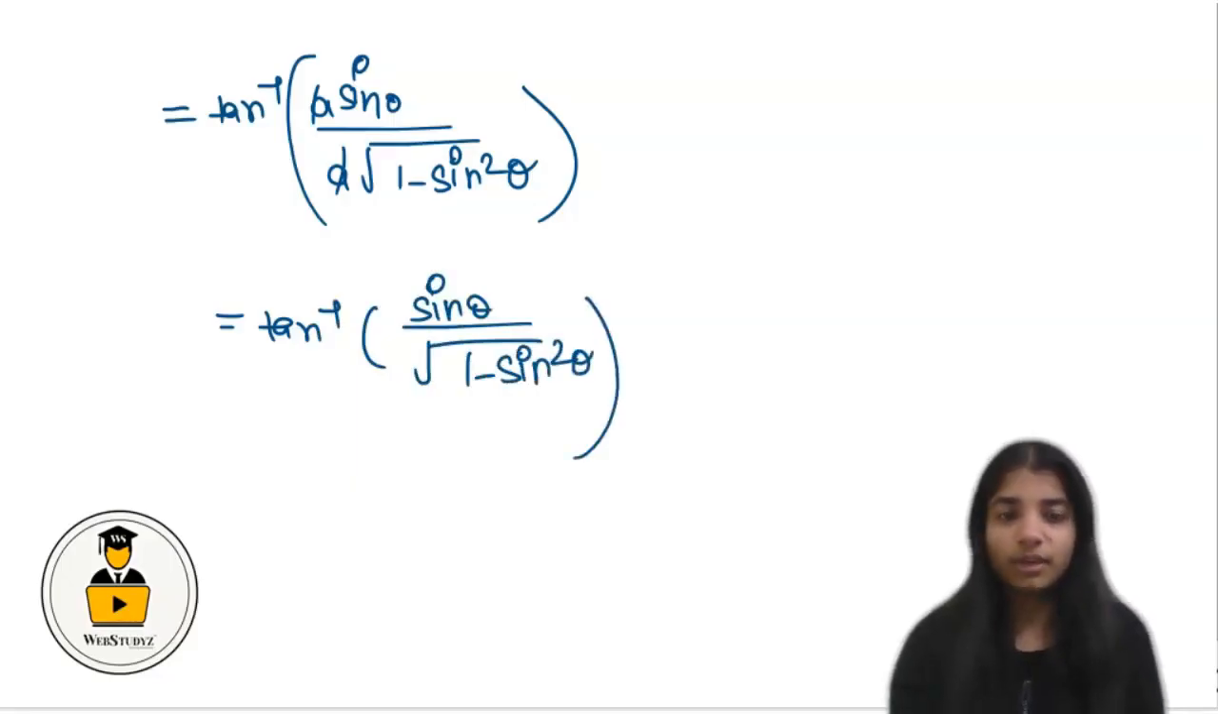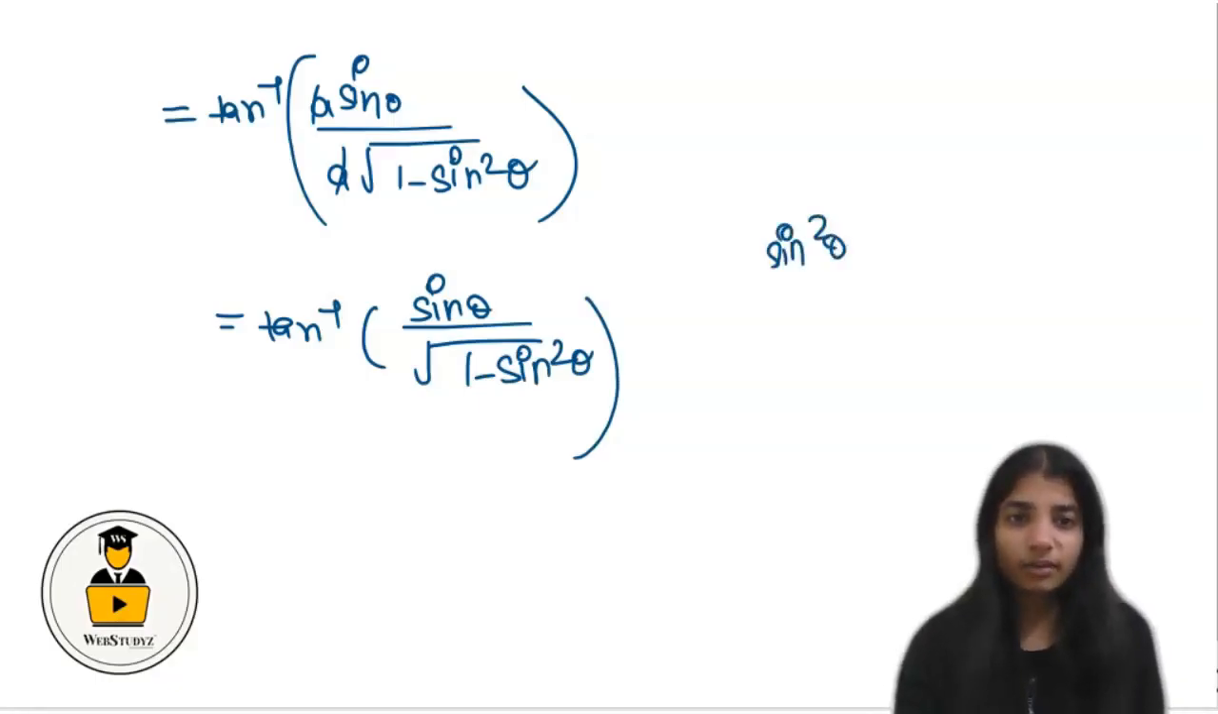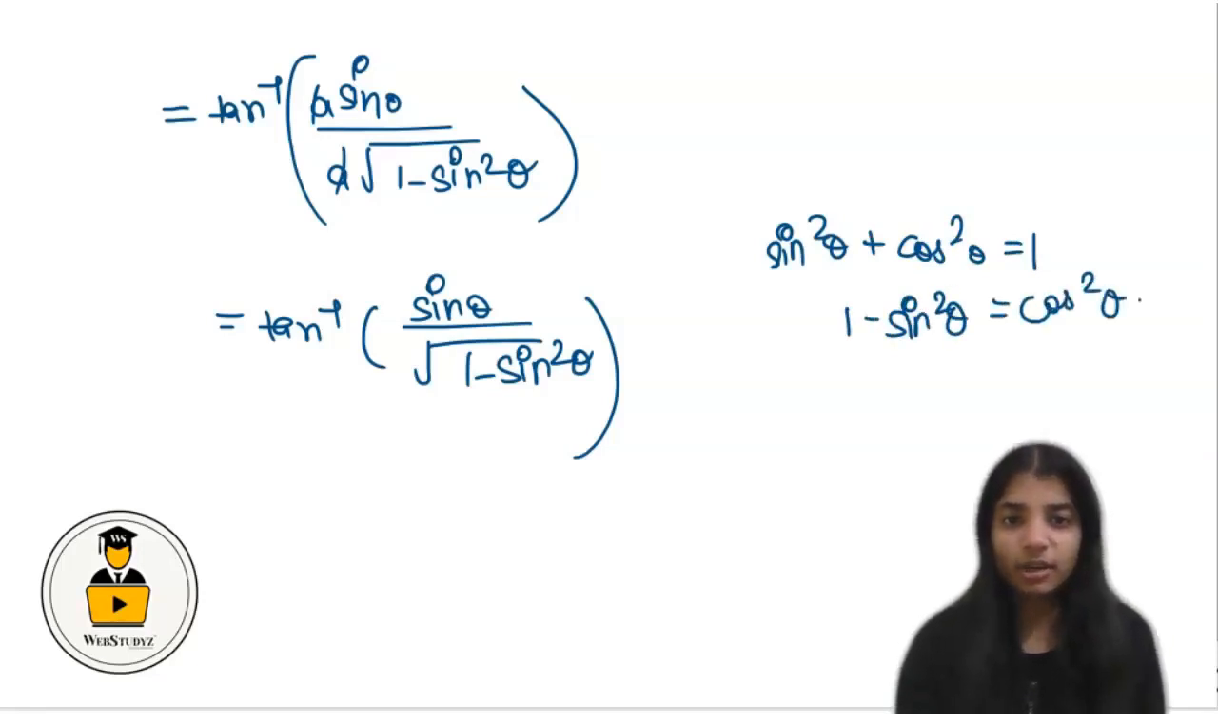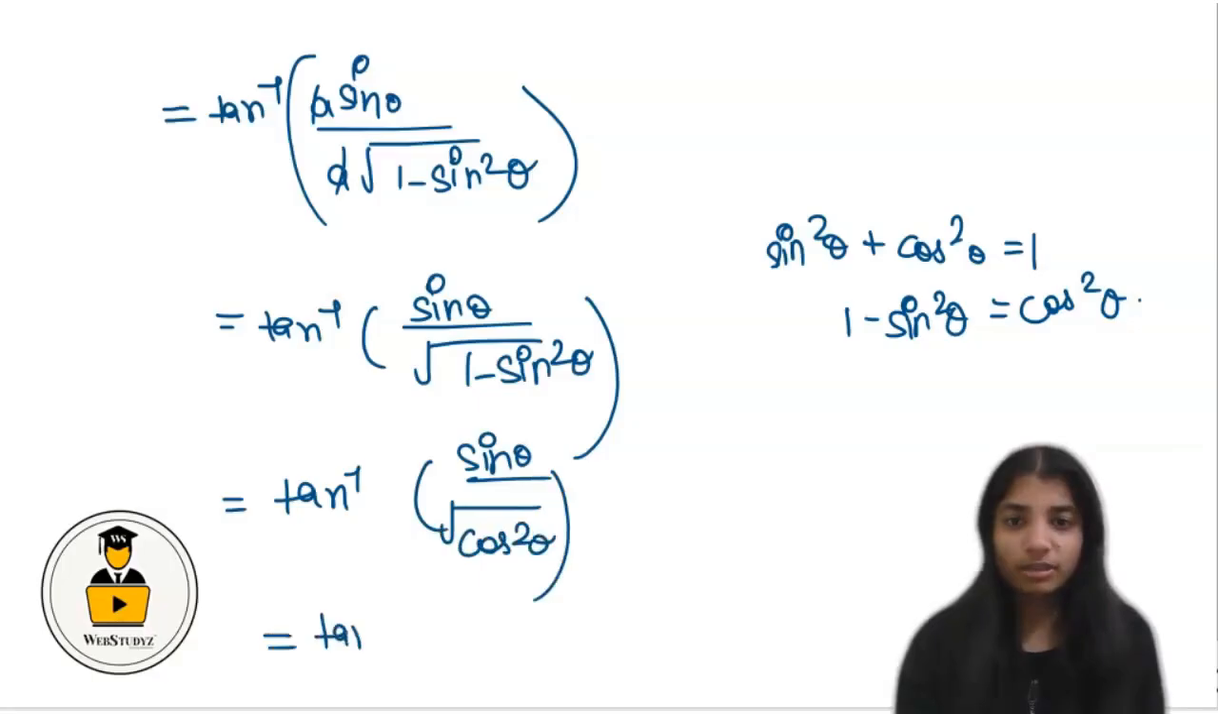Now we know that sine square of theta plus cos square of theta is equal to 1. So we can write 1 minus sine square of theta as cos square of theta. So plugging this value here, this becomes tangent inverse of sine of theta divided by the under root of cos square of theta.